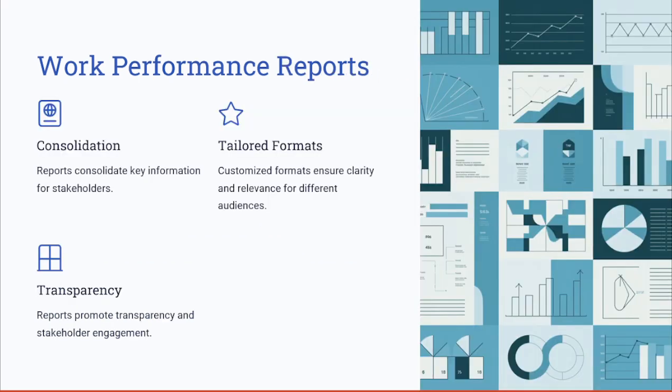The next key element, or the third key element we have here, is the work performance report. The work performance report compiles the analyzed data into a structured format, which is designed for stakeholder consumption. These reports present the key metrics such as budget usage, schedule adherence, and resource utilization in a clear and visually engaging manner. So ensure that you tailor these reports to the audience, so that each of the stakeholders receives relevant information based on their needs and interests.